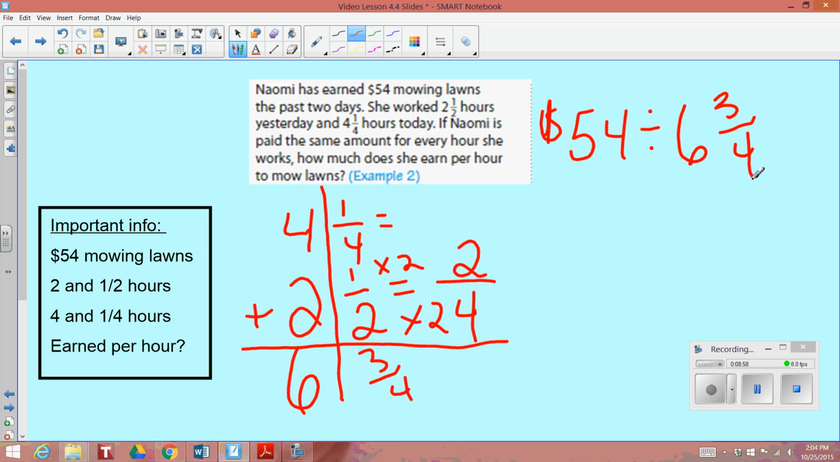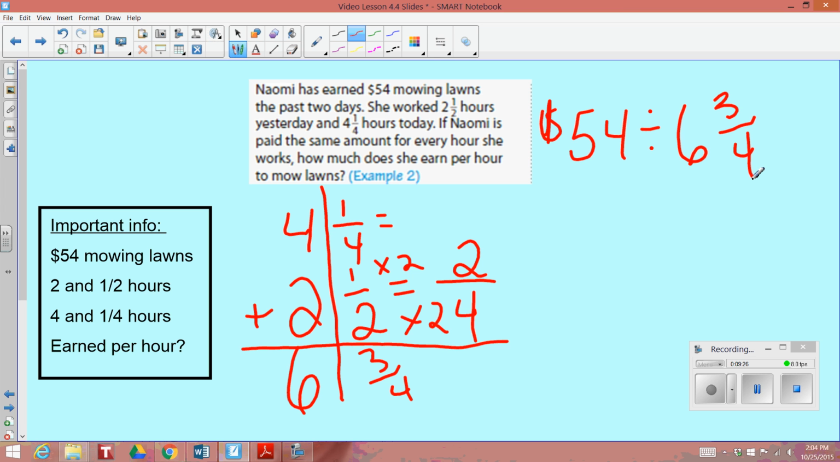I can make this problem a little simpler. Let's pretend I worked 8 hours. If I wanted to know how much I was making per hour, I would take the amount of money, 54, and divide it into 8 groups, or the 8 hours I worked. And that's a little bit simpler math. When I see this fraction, 6 3/4, I get a little confused. So sometimes use the strategy of making the problem a little simpler so you can figure out what to do.